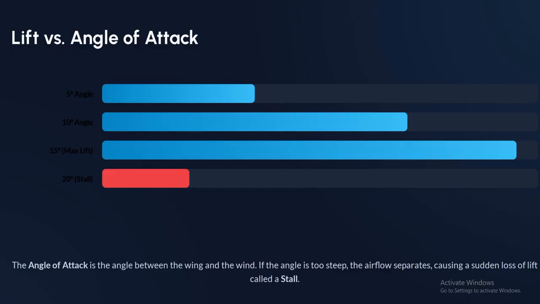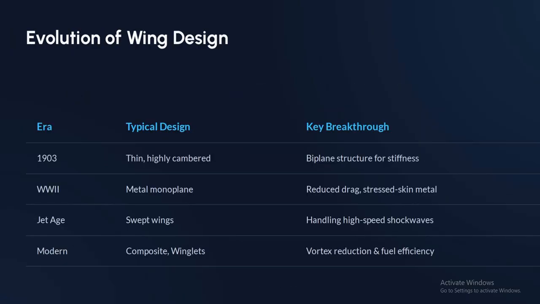Alright, so we're going to talk about the evolution of wing design. In 1903, it was a thin, highly cambered biplane structure for stiffness. But in World War II, it was a metal monoplane with reduced drag and skin made out of metal. Then in the jet age, there were swept wings for handling high-speed shockwaves, and finally the modern composite winglets with vortex reduction and fuel efficiency.